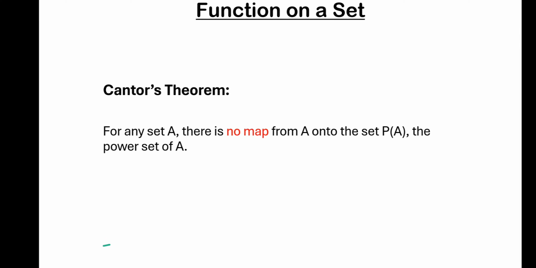Now, Cantor's theorem. For any set A, there is no map from A onto the set P(A), the power set of A. Now let's solve some questions.